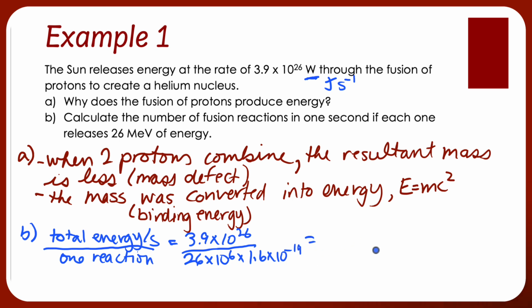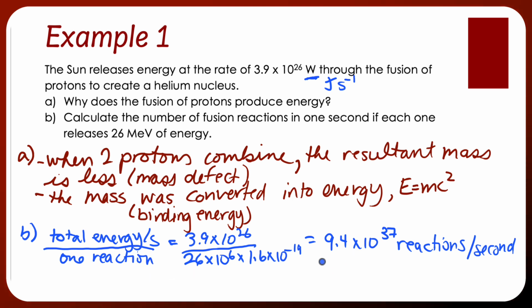Now, when I pick up my handy dandy calculator, 9.4 times 10 to the power 37. And this would be the number of reactions per second. Because notice this divide by second here. So I could also then just say it's 9.4 times 10 to 37 reactions in 1 second.